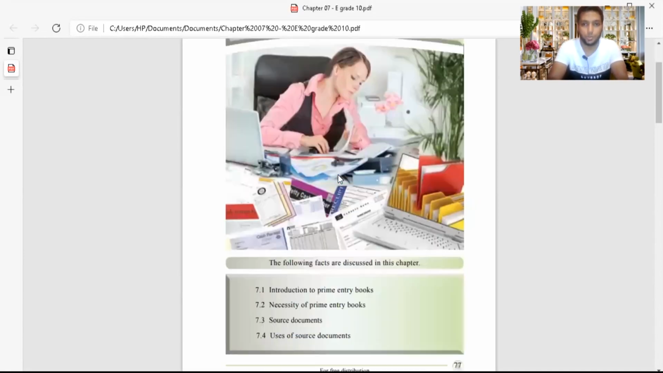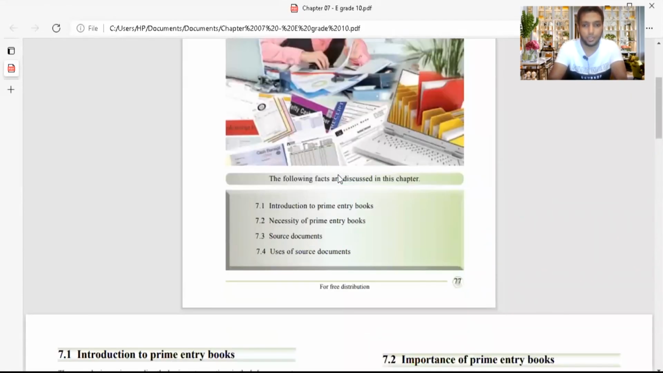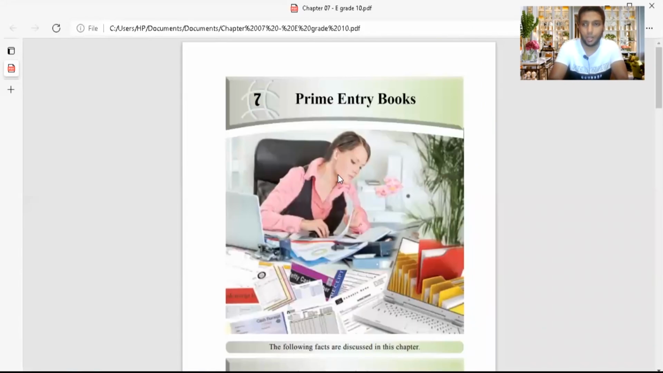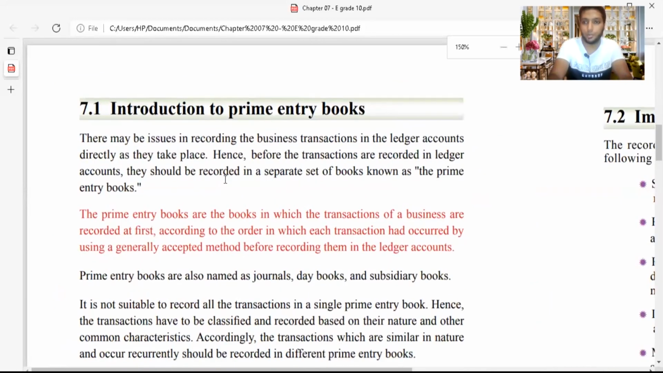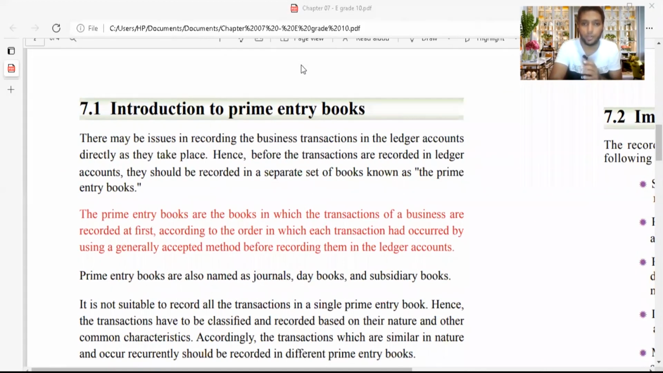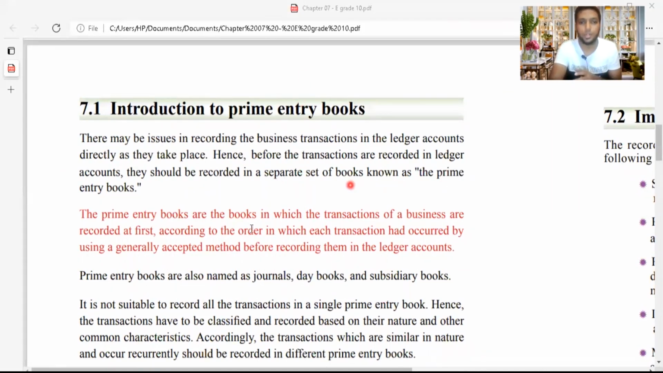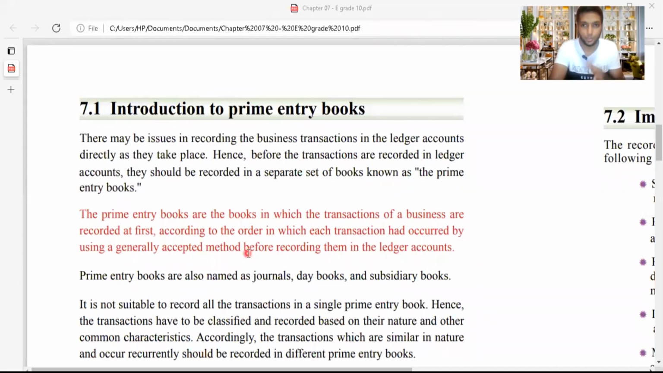It's prime entry books which we are going to start today, and I hope you guys can see the screen. I'm going to start now. When you are learning with me, I don't read unnecessary stuff. I'm not saying that this book has unnecessary stuff, but I'm focusing only on the important areas. I will only teach you what will be much tested in the paper, because otherwise it will waste your time and my time too. So let's start with this point, introduction to primary books.